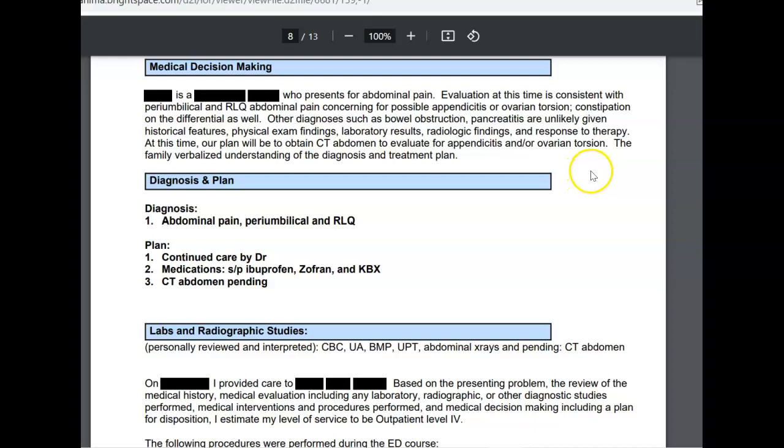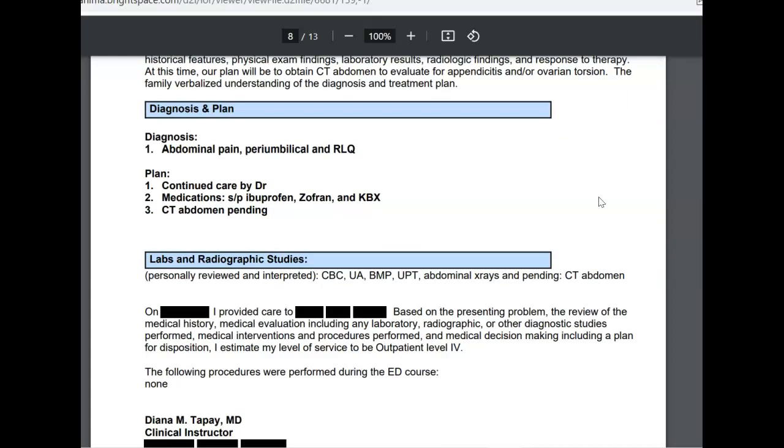Medical decision making, right here we have the right lower quadrant abdominal pain. It is concerning for possible appendicitis. We cannot code for that because we are outpatient. Anything possible, we cannot. Bowel obstruction, pancreatitis are unlikely. Physical findings, response to therapy, plan to obtain a CT, they plan to do this at different times. We're coding just for this emergency outpatient visit. And that's why we don't want to code all of those procedures.